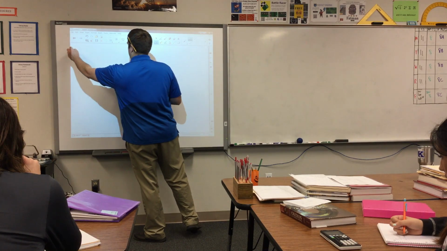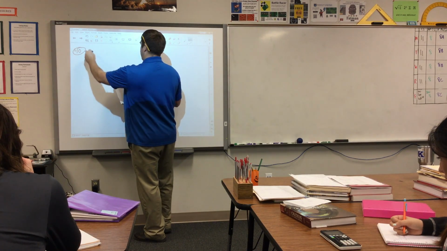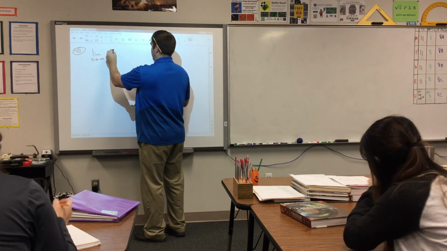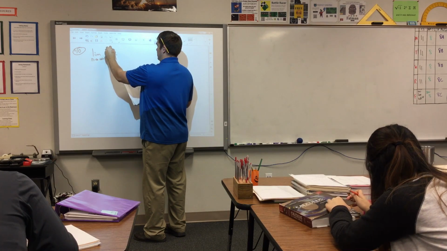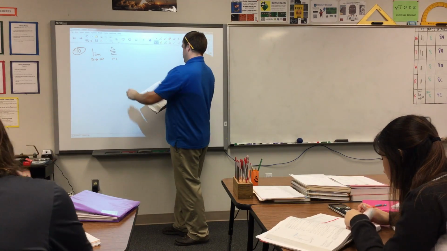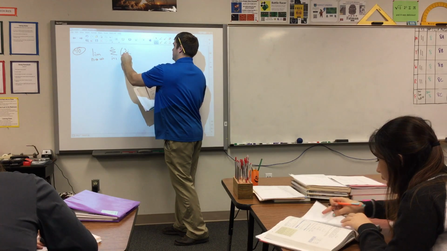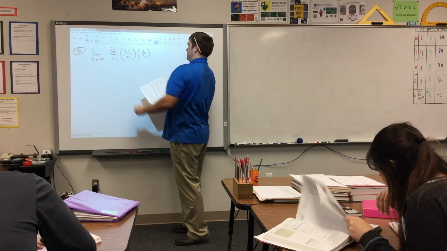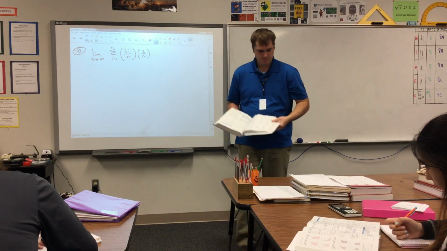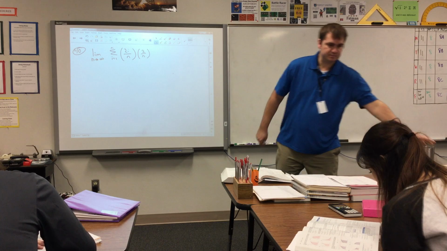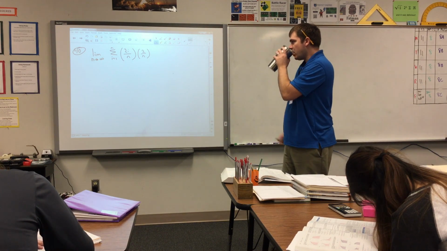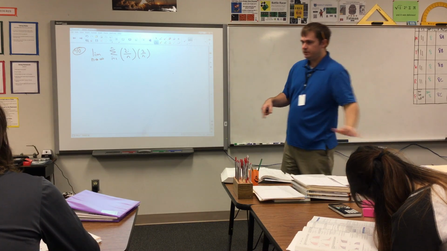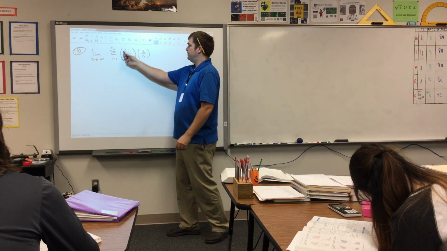The first one we'll look at is in your book, number 40. The limit as n approaches infinity of the summation from i equals 1 to n of 2i over n times 2 over n. So we're going to apply our skills that we learned yesterday with summations first.